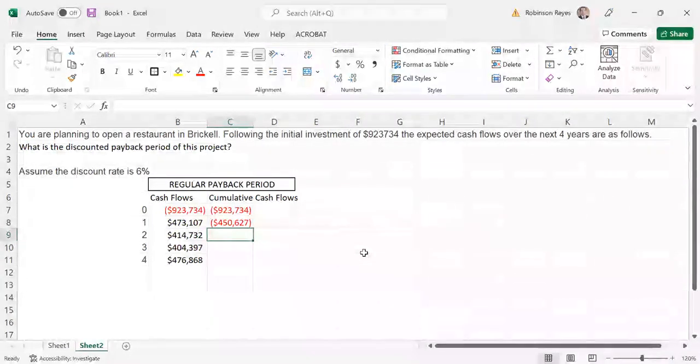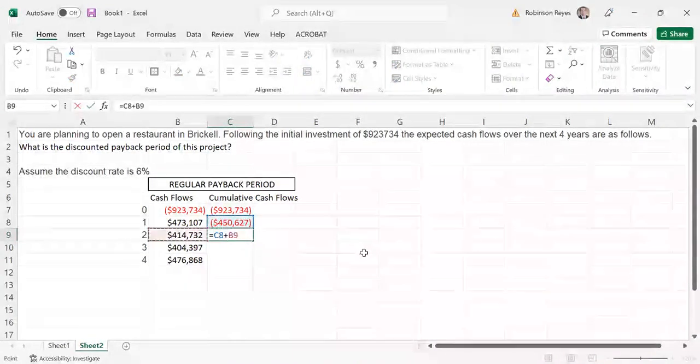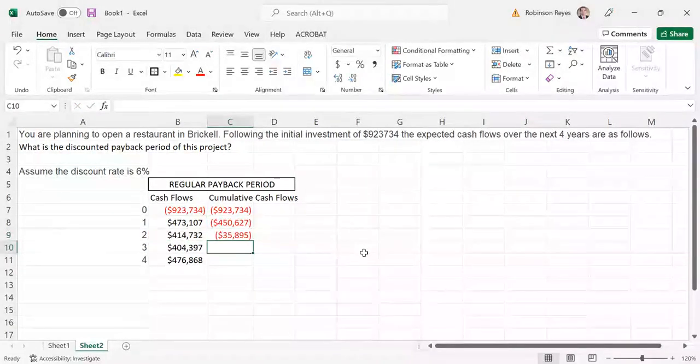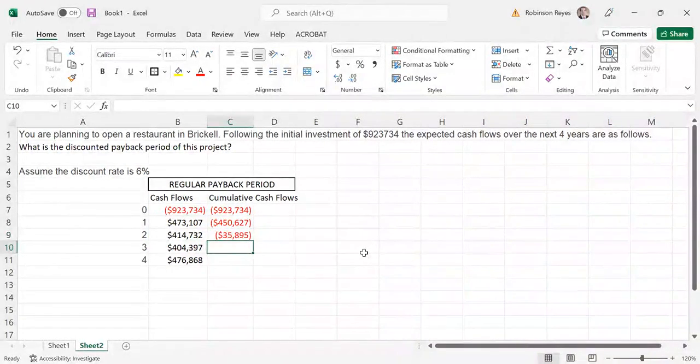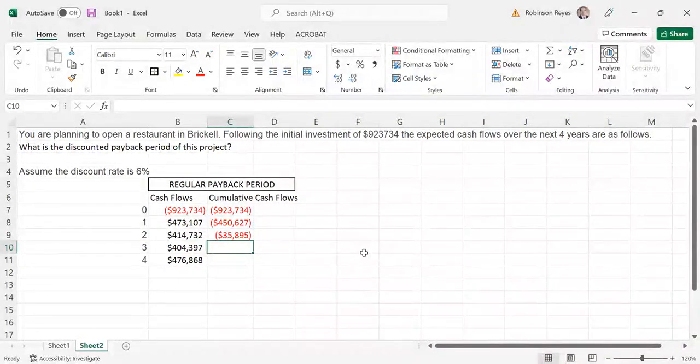We continue in the business, and then by the second year, we add. So this is mere intuition. I mean, this is very simple. This is one of the simplest methods. We just add these two things, and when we add the two of them, we are still short. We have not recovered our initial investment yet by the end of the second year. So we should be aware that if we go forward with this project in Brickell, it will take us more than 2 years to recover our initial investment.